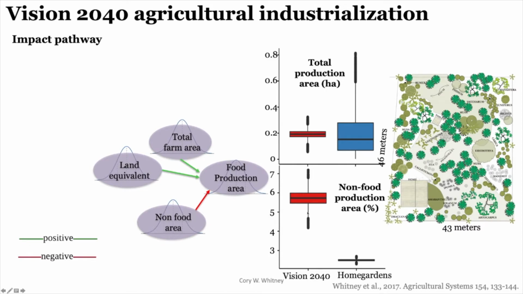Whereas the non-food production area, we can see the lower box plot here, is different because the non-food production area is still agricultural production, but much of it is export-oriented in the Vision 2040 system, whereas the home gardens are largely about food production, and the living space doesn't take up as much room as all of that non-food production does in the other system.